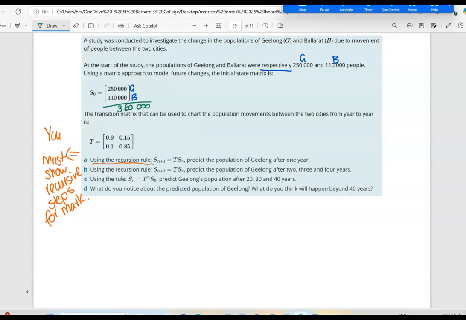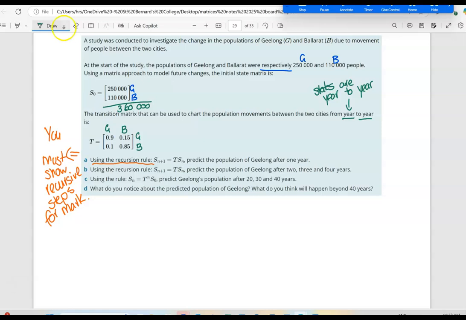So here's my beginning state. Now it says the transition that can be used to chart the population between the two cities from year to year. When they tell you that, that means the state is year to year. Before it was day to day. So S1 is after 1 year, S2 is after 2 years, and so on. So they've given you the transition and you've been told that. So we need to know that this is G and B and G and B down that way.